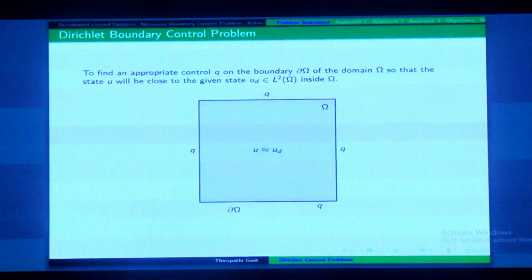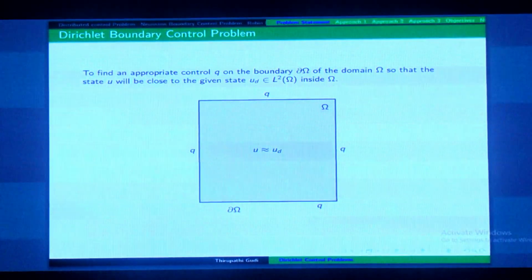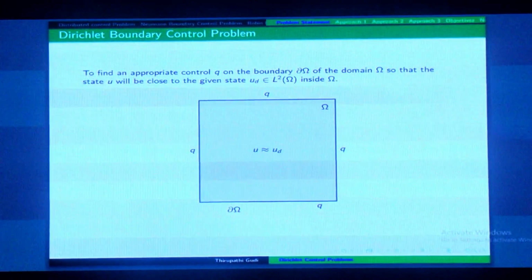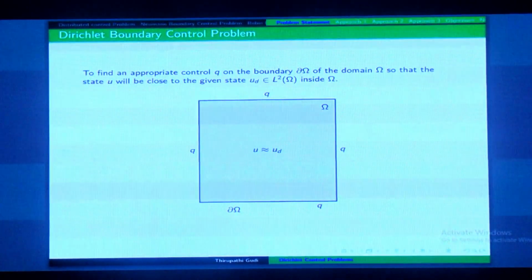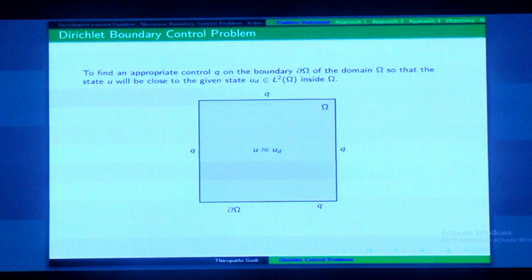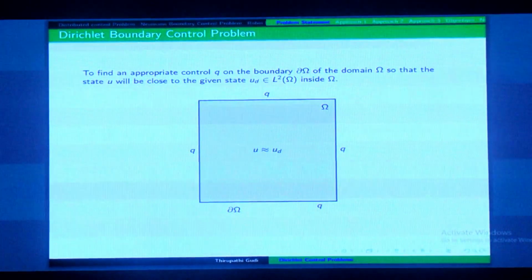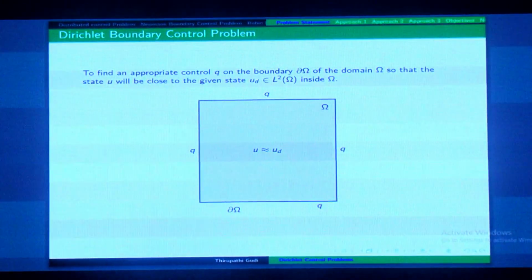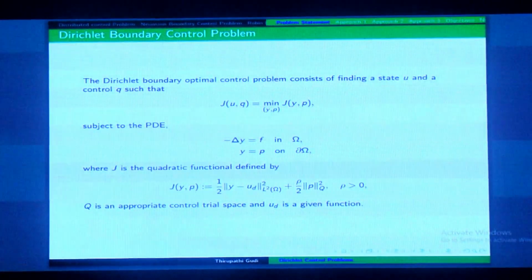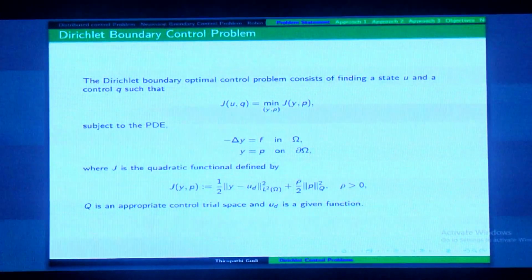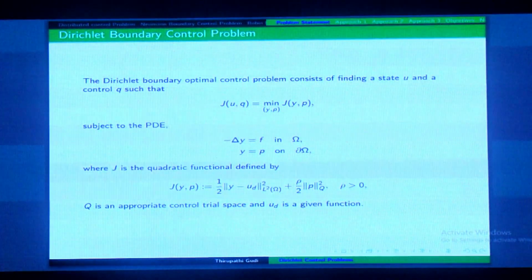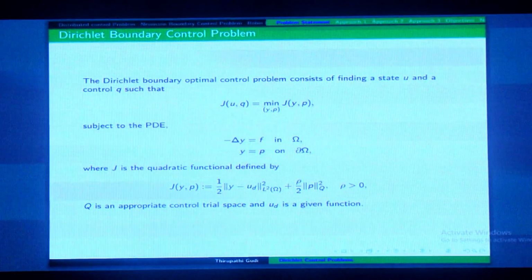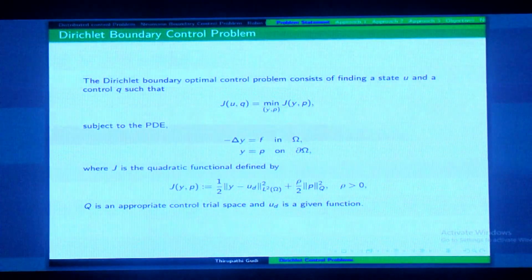Here, the same thing, you want to control u close to ud, and we prescribe u, not the normal derivative or the source. So you want to prescribe u on the boundary as q, and control the solution inside to be close to ud. So mathematically, it is now the Dirichlet condition, y equals p. When you prescribe the value of y on the boundary, it is a Dirichlet condition. So that's why the name Dirichlet boundary control problem.